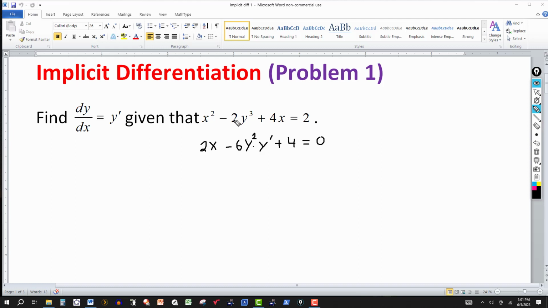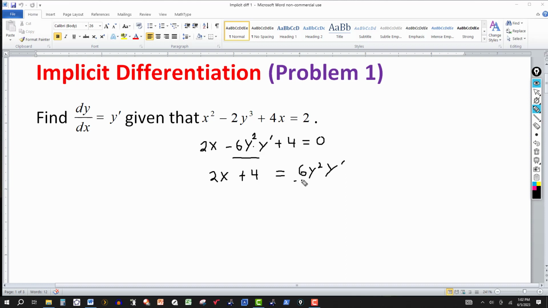Now depending on your situation, you could have several expressions with y primes. So you simply isolate those terms so you can solve for y prime. In this case we only have one. So we'll do it this way. Got 2x plus 4. And I want to isolate the y prime, so I take the term that has the y prime right here, add it to both sides, or just take it over, changes the sign. This will be 6y squared y prime.